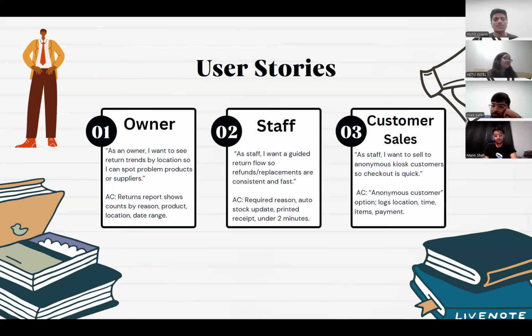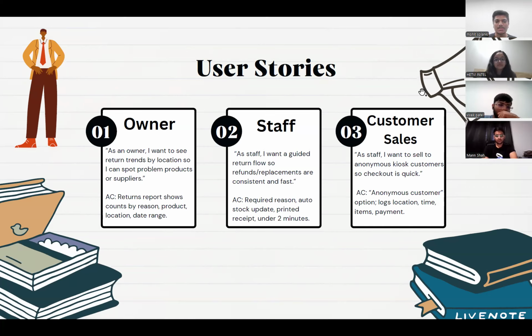Thank you, Hetvi. The next is the user stories section, which has clear role-based requirements that guide our system design. There are in total six user stories. First one is owner. As an owner, I want to see return trends by location, so I can spot problem products or suppliers. Next one is staff. As a staff, I want a guided return flow, so refunds and replacements are consistent and quick.